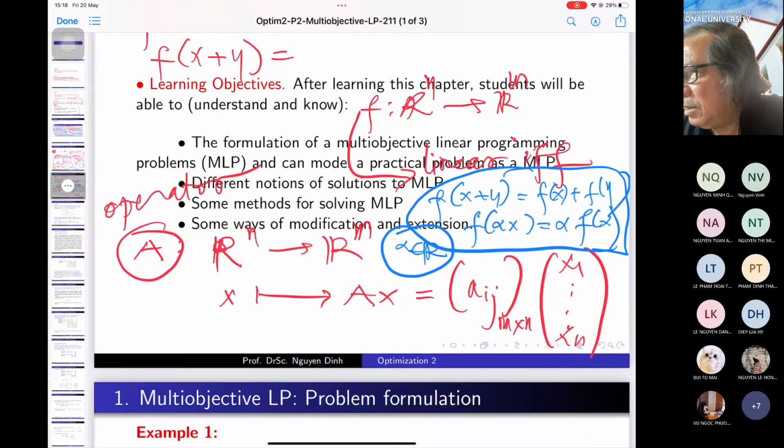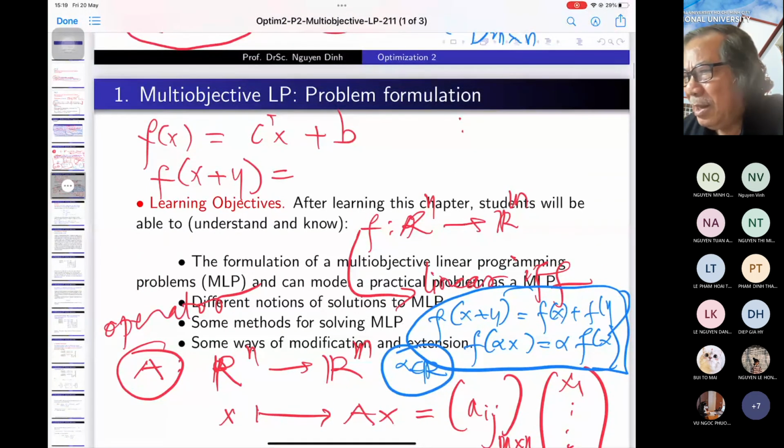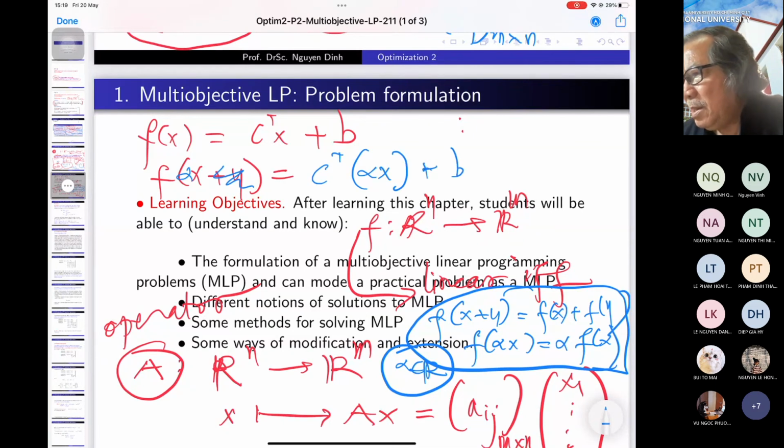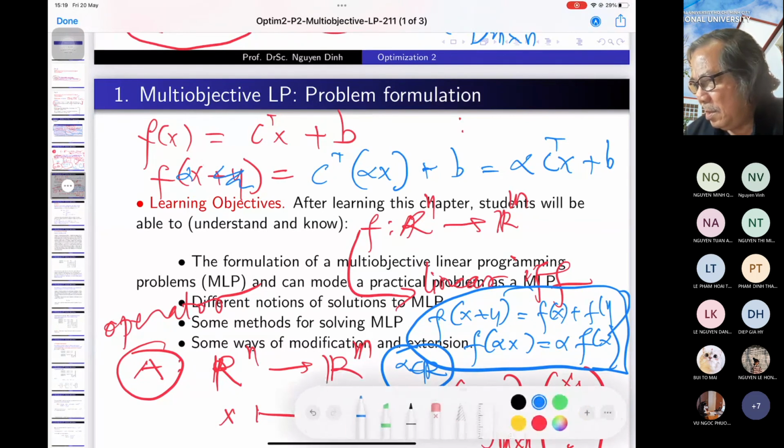Okay, take a look here. Tuấn Anh, you say it like this. So f(alpha x) is equal to what? If fx is this, so f(alpha x) is equal to C^T (alpha x) plus b, and that is equal to alpha C^T x plus b. Is that correct, Tuấn Anh?